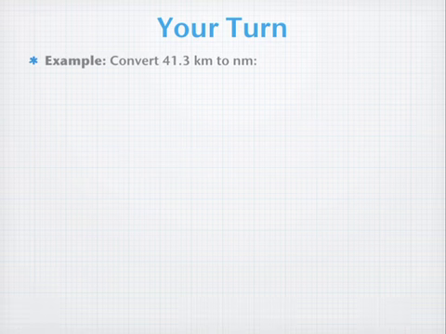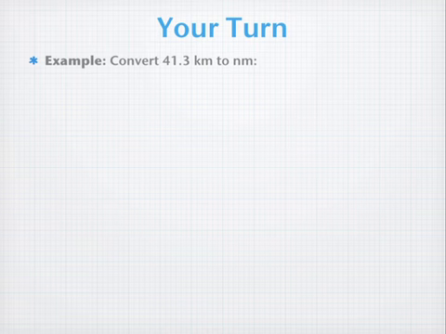All right, your turn. As before, I'm going to stop the video after each problem, and you'll work out the problem on your own, and then you will come back and see how you did. Our first problem, convert 41.3 kilometers to nanometers.